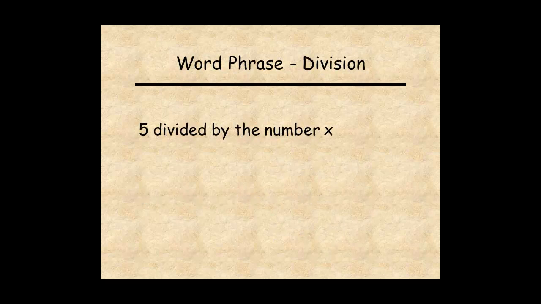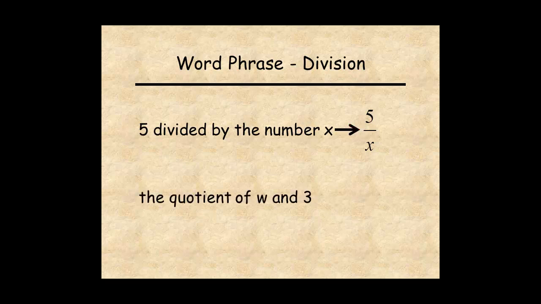For division, 5 divided by the number x is written as 5 over x. In algebra, division is represented as a fraction. Another way to say division, the quotient of w and 3 is written as w over 3. Notice, the order matters.